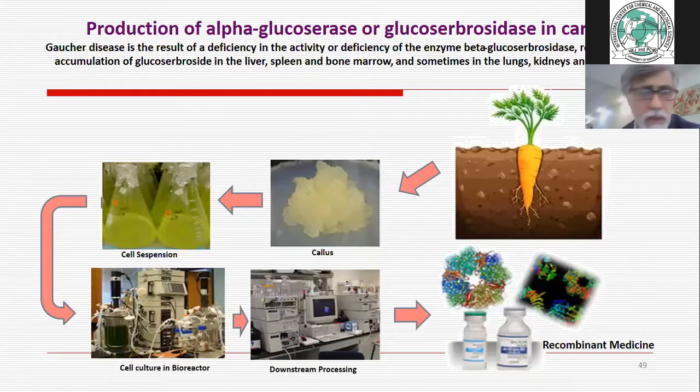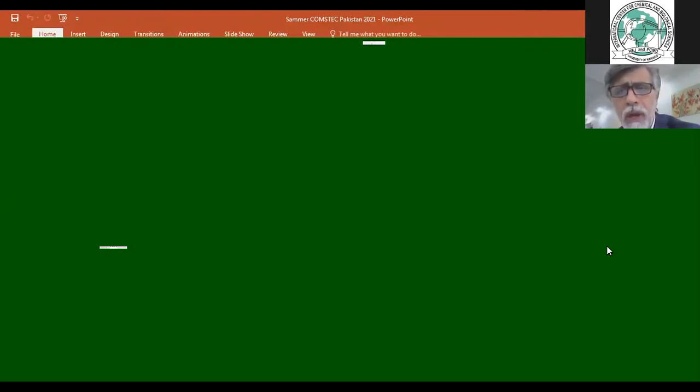medicine. Okay, you see in here, there is a disease or condition called Gaucher. Gaucher disease is the result of deficiency of the enzyme beta-glucocerebrosidase, resulting in the accumulation of glucocerebroside in the liver, spleen, and bone marrow, and sometimes in the lung, kidney, and intestine.